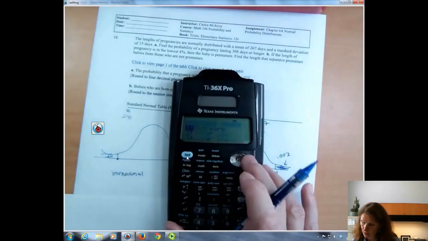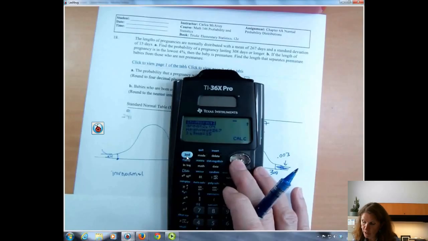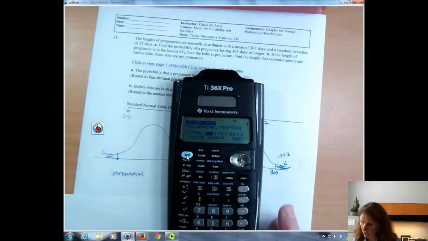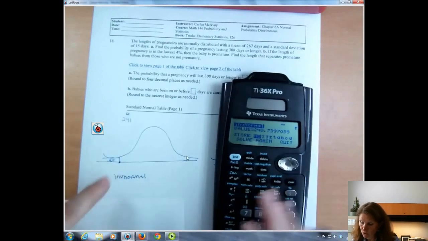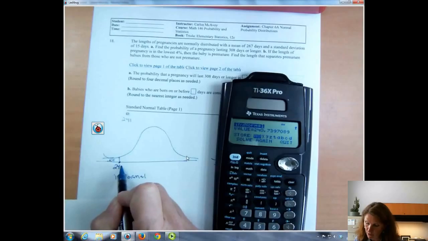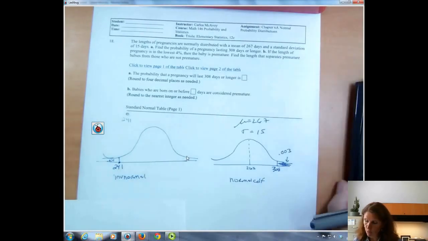Second data, distribution down to inverse normal. The area is 0.04. Our mean and our standard deviation stayed the same because it's the same problem. So I hit enter and I get 240.7. So to the nearest day, if that baby is 241 days or less, then it's considered premature.